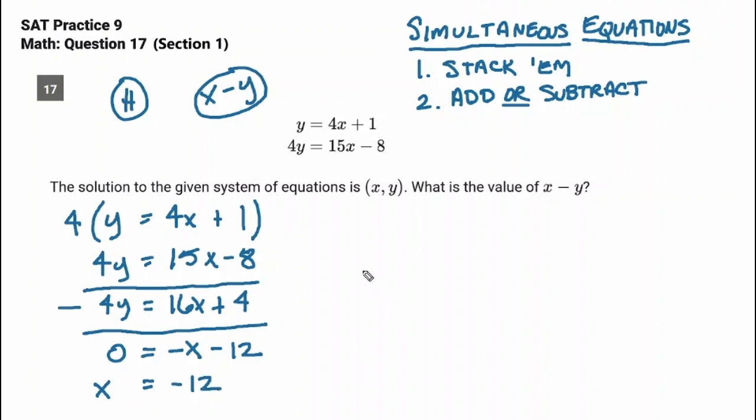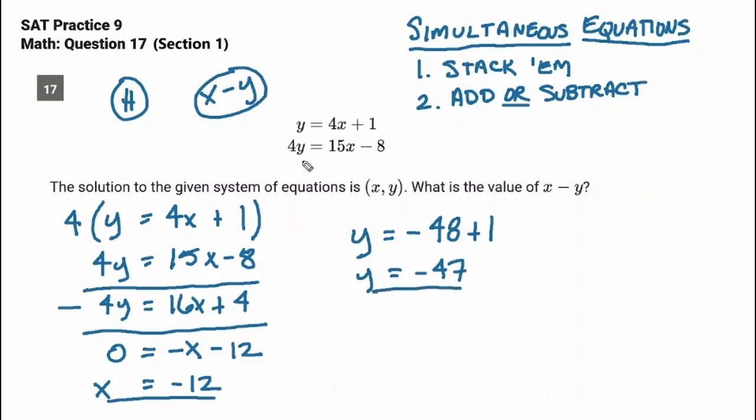And now all I got to do is plug in the x into one of these equations. Should I use the easy one or the hard one? I'm going to use the easy one. So y equals 4 times negative 12, negative 48, plus 1. Y equals negative 47. Okay, man, I am done. I got x equals negative 12 and y equals negative 47.